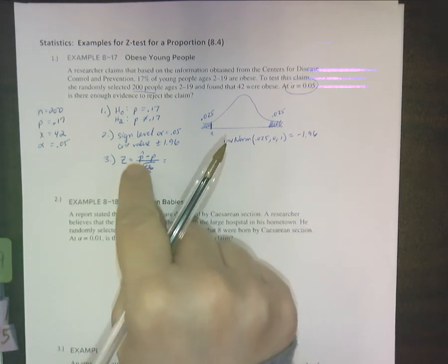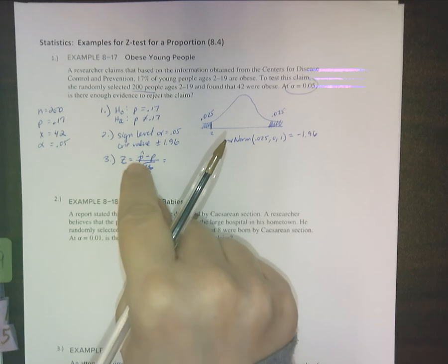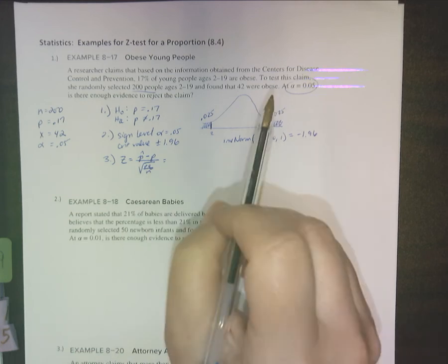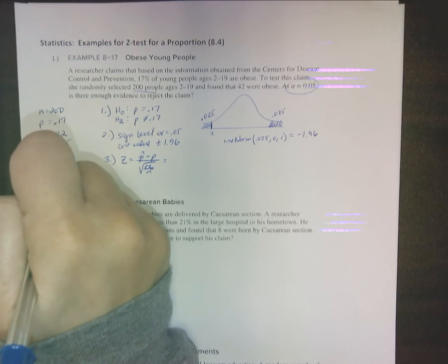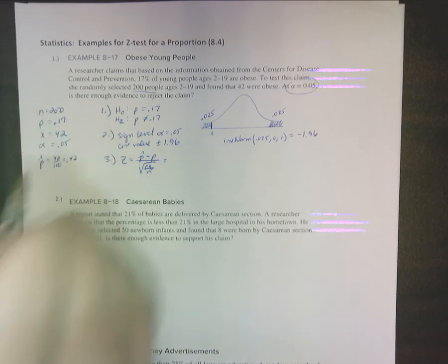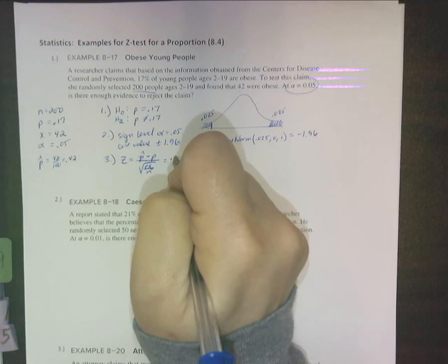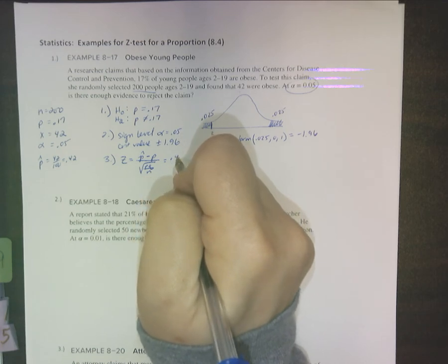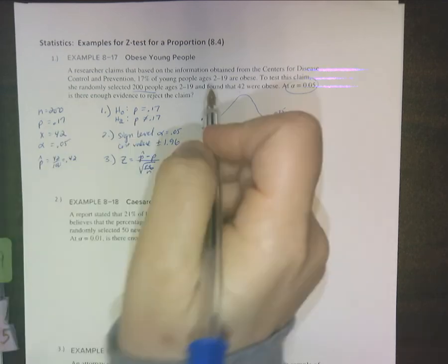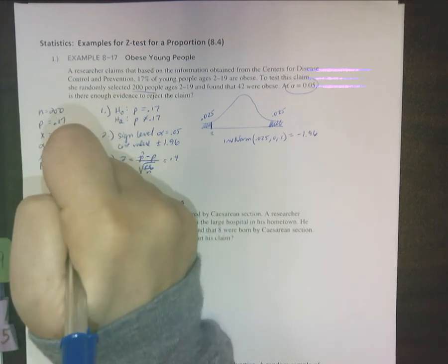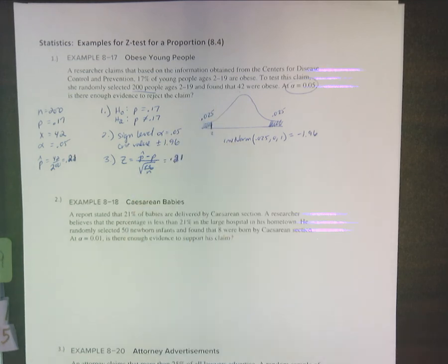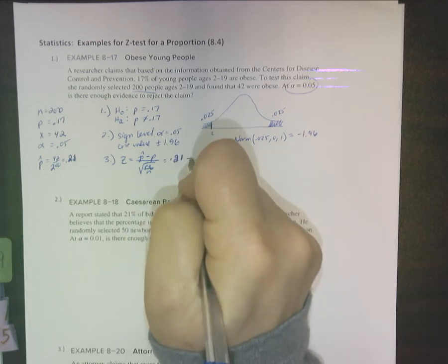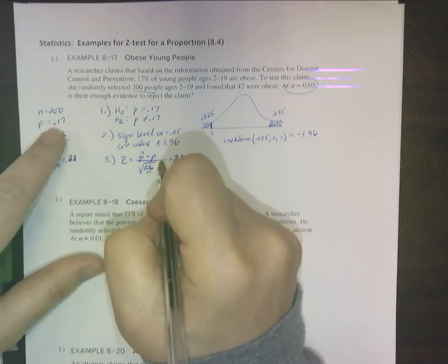P hat is based off of our sample proportion. So again, out of 200 people, 42 were obese. So P hat is 42 out of 100, which is just 0.42. Actually, I did that wrong. It's not out of 100. It's out of 200. Excuse me. That's 0.21. Minus P. This is the population proportion, 0.17.